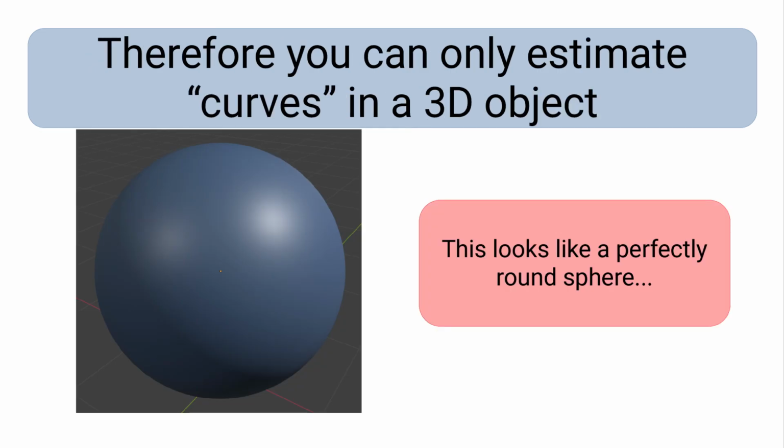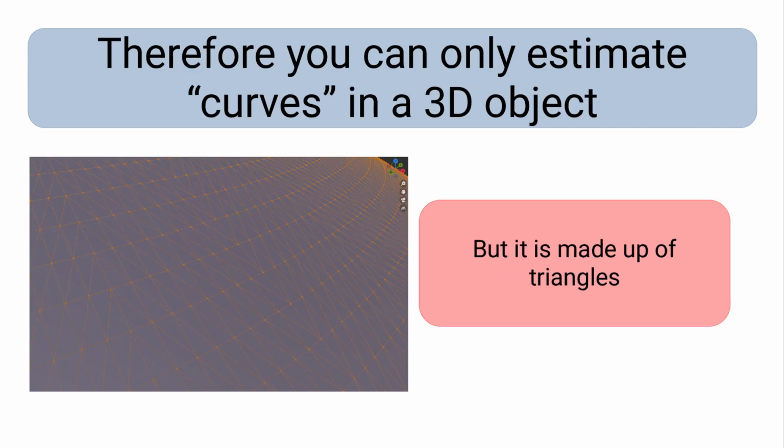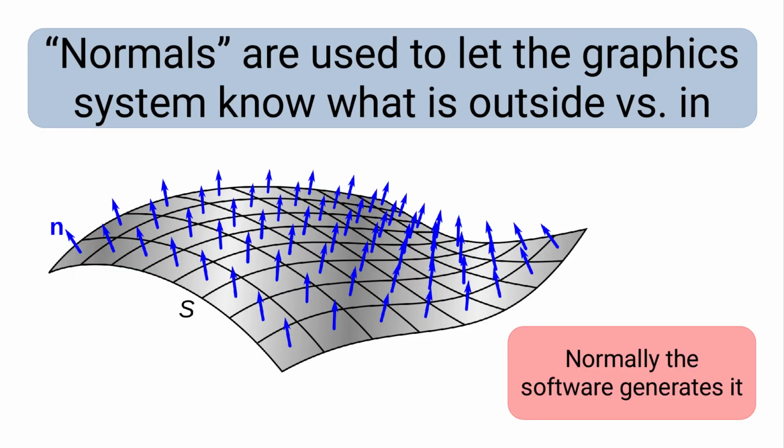Therefore, in computer graphics, there is no such thing as an actual curve that can be rendered onto a GPU. In this example, it looks like a perfect sphere. However, when you zoom in, you can see the individual triangles. And whenever you're doing CAD/CAM, sometimes the software will talk about normals.